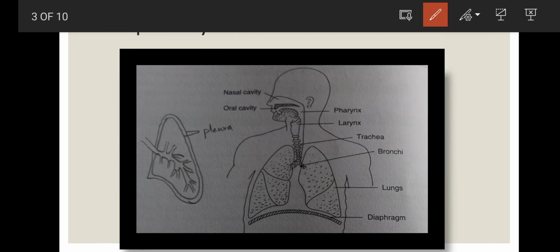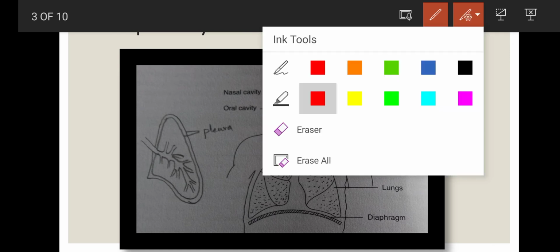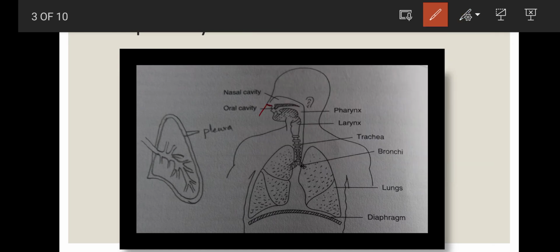The air passes from the nose. So here we can see the nose. Air passes into the nose, and from the nose to the nasal cavity, and later into the pharynx. The pharynx is a common passage of food and air. It continues into the larynx. After the pharynx we can see the larynx. The larynx contains vocal cords. So here we have the vocal cords.